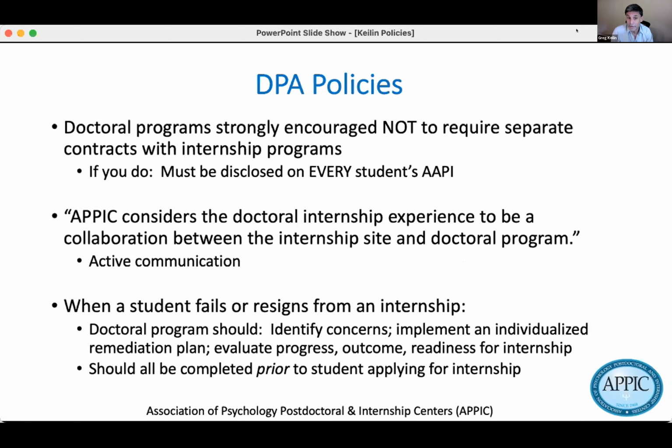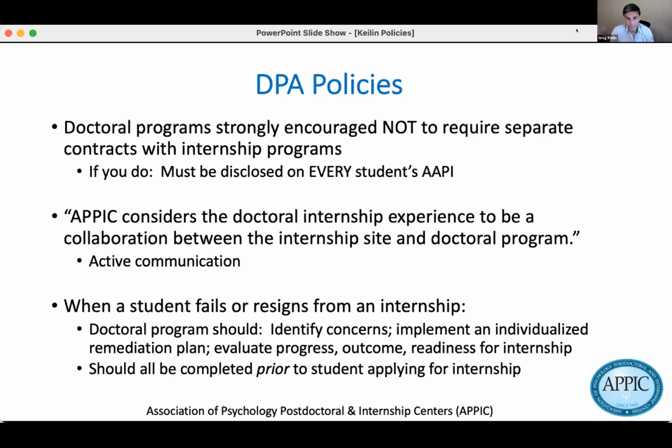If this is something that you do, you should let me know so we can talk about it, because there are very specific disclosure requirements that have to happen in advance of the match, so that internship sites know that this is going to be required of them.